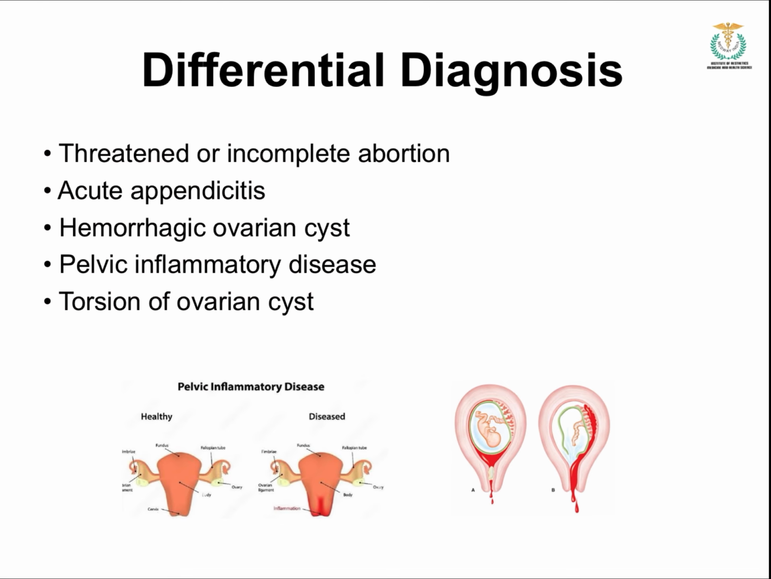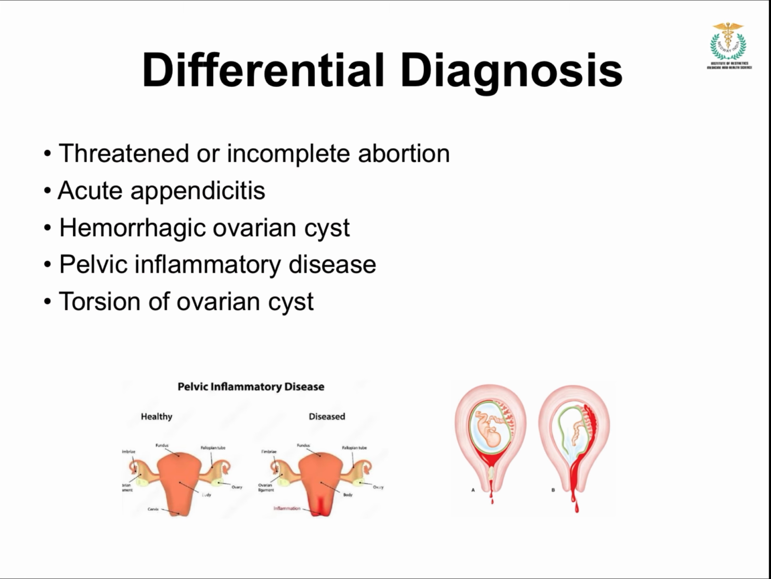Moving on to the differential diagnosis. Important differential diagnoses include threatened or incomplete abortion, acute appendicitis, hemorrhagic ovarian cyst, ovarian torsion, and PID. In early pregnancy, pregnancy of unknown location is a useful working term.